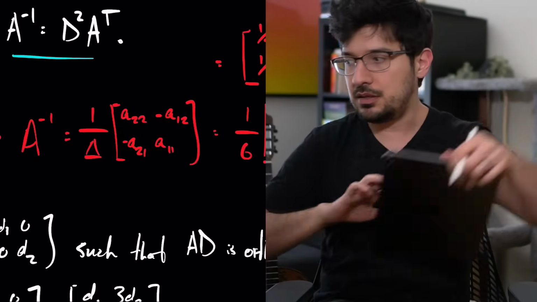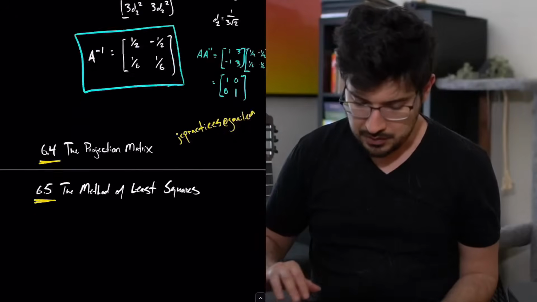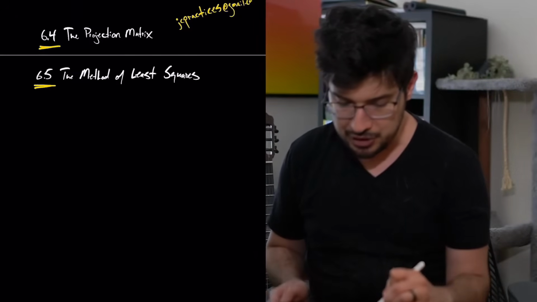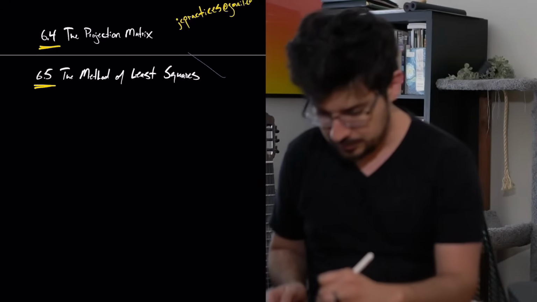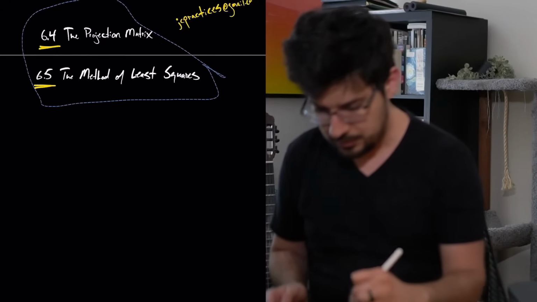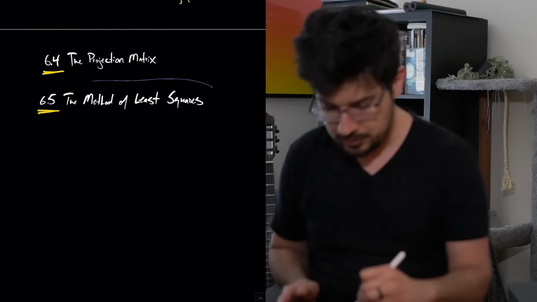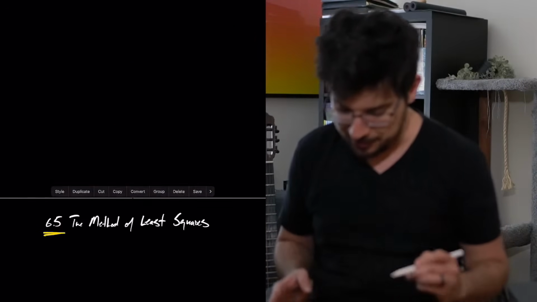Next problem. That was section 6.3. Now we're going to do a problem about the projection matrix. I don't even know if I want to do a problem about the method of least squares. It's super boring, kind of.